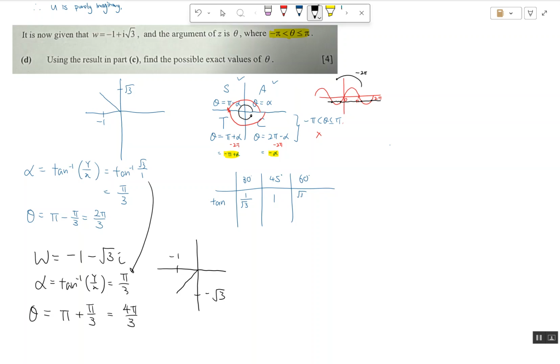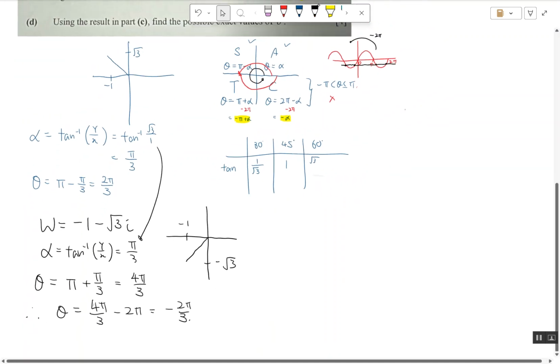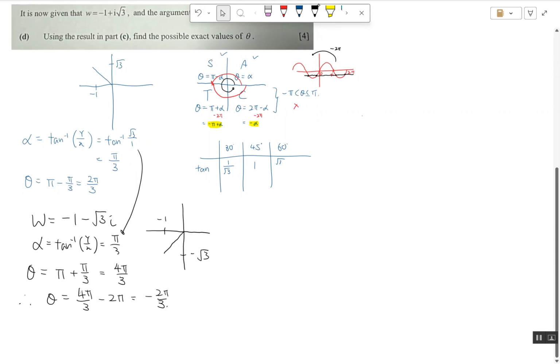Is it out of the range? Yes. So in order to fit into the range, I must minus away 2 pi. So 4 pi over 3 minus 2 pi, then I will get negative 2 pi over 3. That is how to find an argument in the third quadrant, where T is in the tangent quadrant.